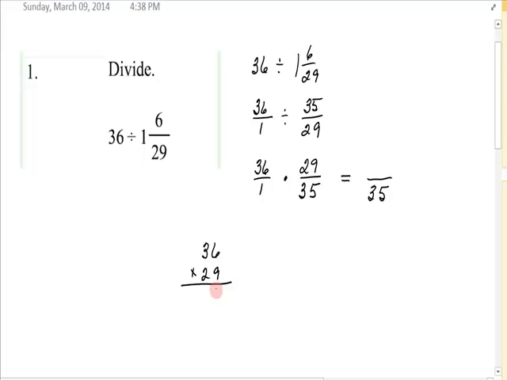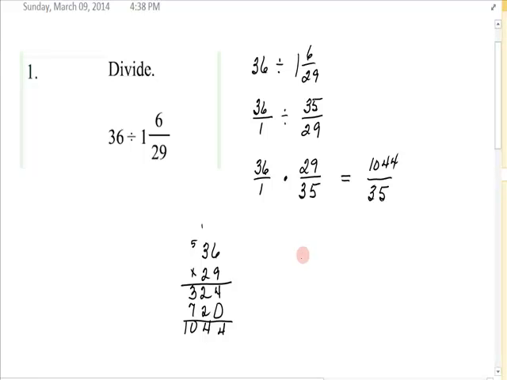9 times 6 is 54, carry the 5. 9 times 3 is 27, plus 5 is 32, placeholder 0. 2 times 6 is 12, carry the 1. 2 times 3 is 6, plus 1 is 7. That gives me a 4, and a 10. So this is 1,044 over 35.